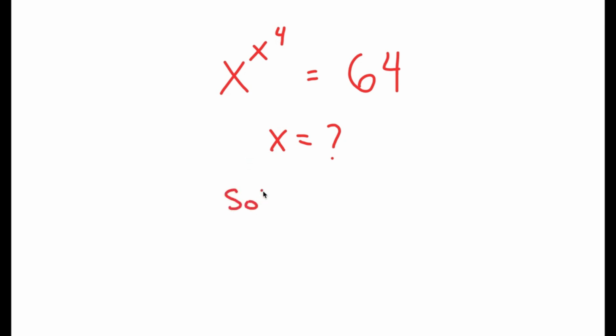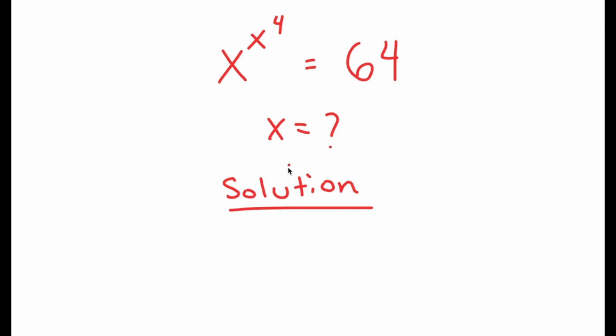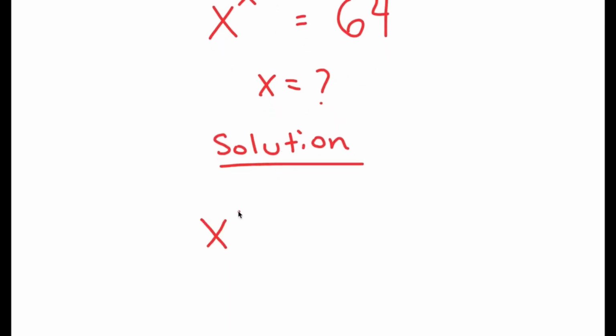Alright, so in this video, I'm going to solve the equation x to the power of x to the power of 4 is equal to 64. So the variable I want to find the value to in this equation is x. And for my solution, I'm going to first start by taking the power of 4 on both sides. So I get x to the power of x to the power of 4 to the power of 4 is equal to 64 to the power of 4.